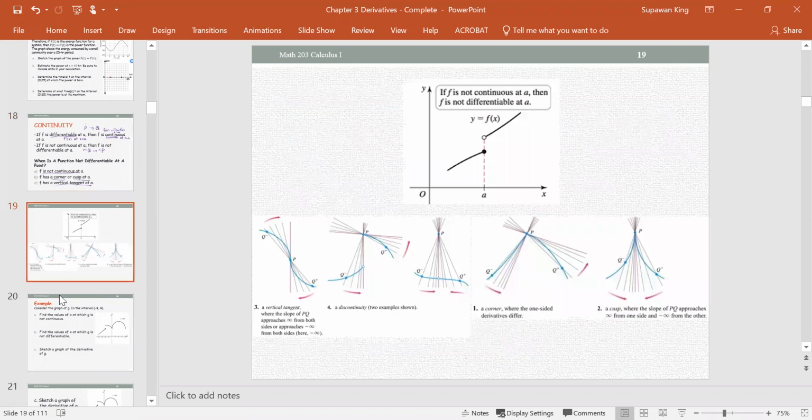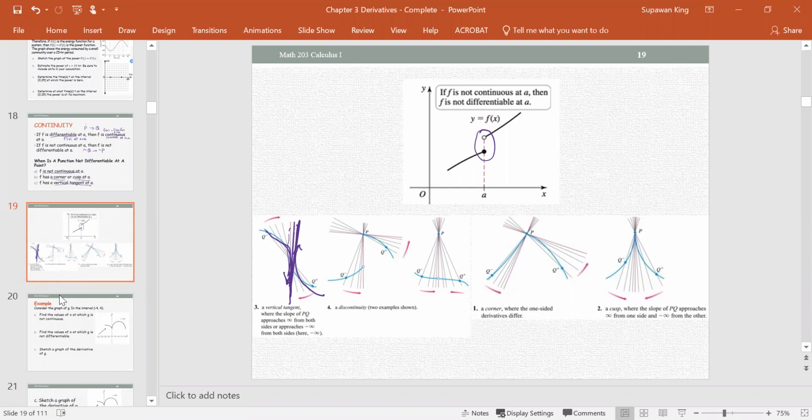In a graphical way, we can say when f is not continuous at a, in the case that we have a jump, f is not differentiable at a. The case that we have the vertical tangent: on the left side, the slope approaches negative infinity, on the right side, the slope approaches positive infinity. So that means you have the vertical asymptote or vertical tangent at that point.